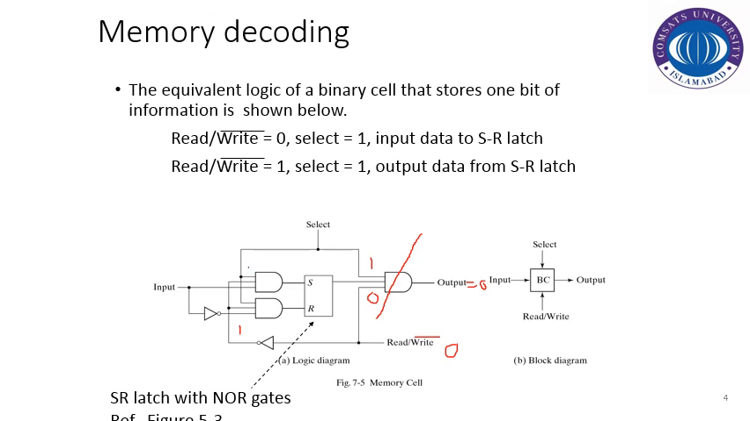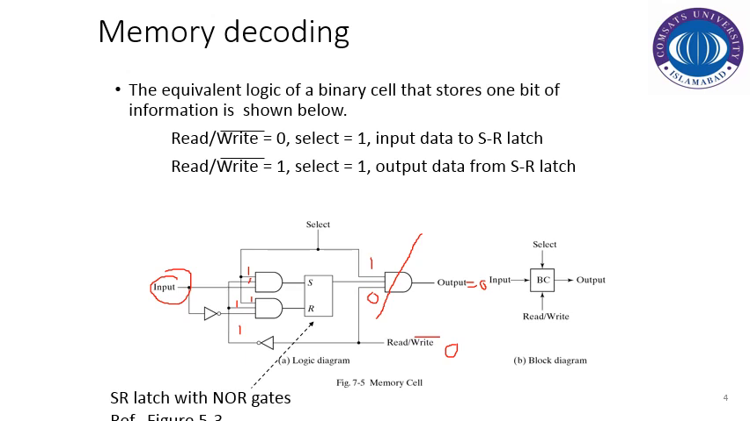The select line is already 1, and this line is also 1. Now the input line decides what value should move to S and R. So if the input line is 0, S equals 0, R equals 1, and if the input line is 1, S equals 1 and R equals 0. So here we are basically writing the data to the SR latch, and the write operation is performed in this particular case.